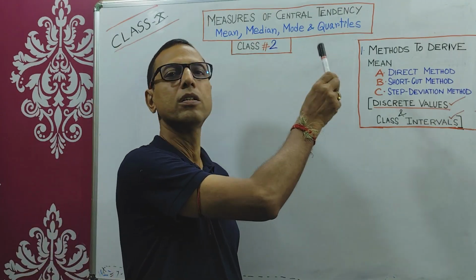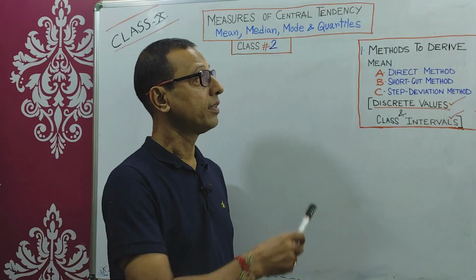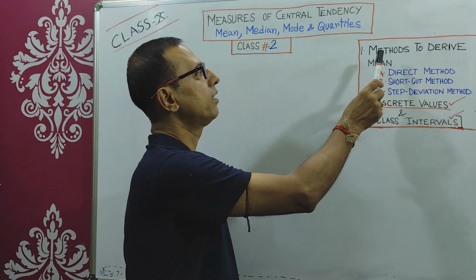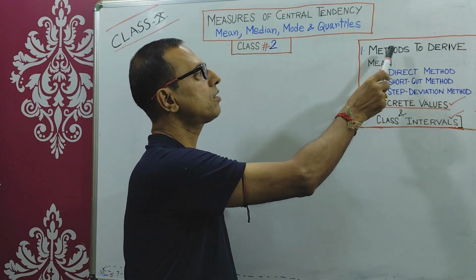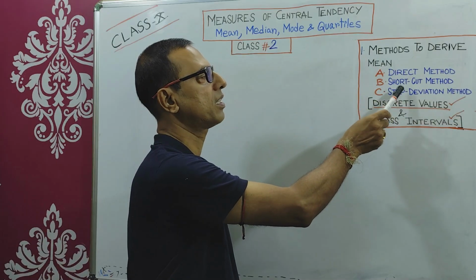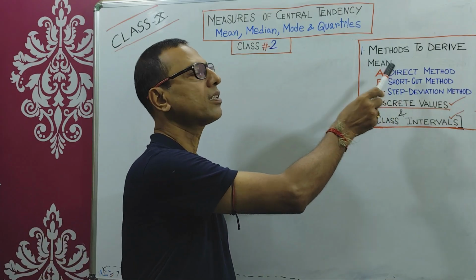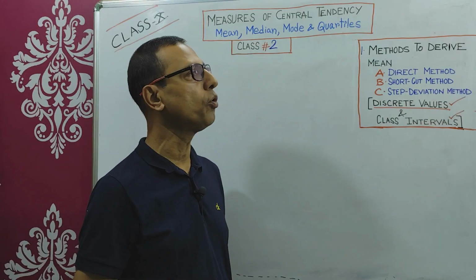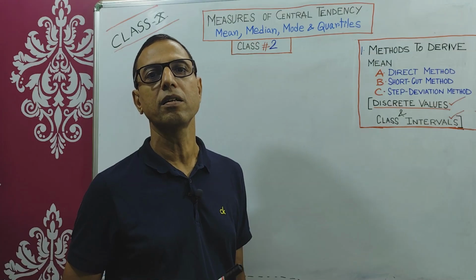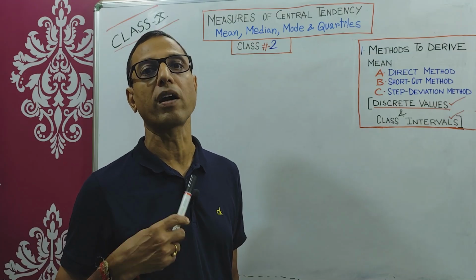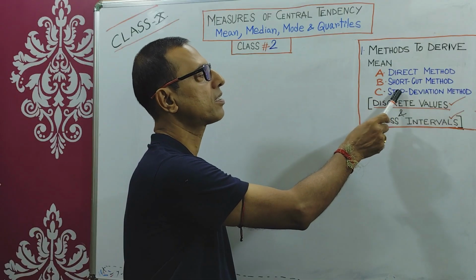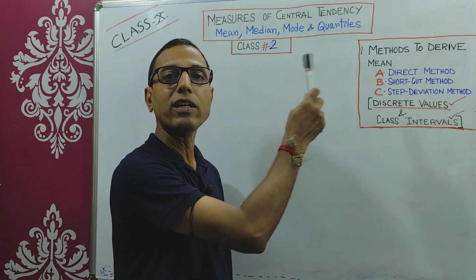We are going to cover only mean today, but the details of mean calculation, the methods to derive mean. There are three different methods: direct method, shortcut method, step deviation method. I have not mentioned the name, but the direct method we actually covered in the first class to understand mean calculation. Still I will cover that direct method, then shortcut method and step deviation method, and where to apply which method.